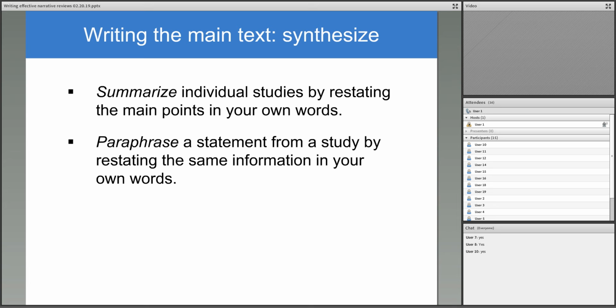To paraphrase a statement from a study, restate the same information in your own words while using about the same number of words as in the original. Do not reuse sentences from other articles. Why paraphrase? Paraphrases present key pieces of information in your own voice. This may feel like a chore when the original wording seems like the best way to say something, but it's worthwhile for a lot of reasons.